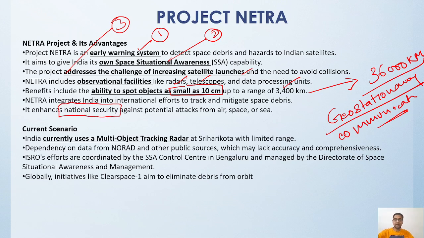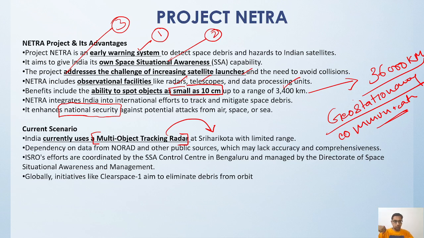Like if we have any type of attack that is coming from air, space and sea, it works like a radar only. Okay, so right now what India is using, this is a new technique, but right now India is using a multi-object tracking radar, which is kept at Sriharikota, but it has a very limited range. Okay, and we are also dependent on the data from NORAD and other public sources, and they are also not providing us with proper accurate data or any kind of data.